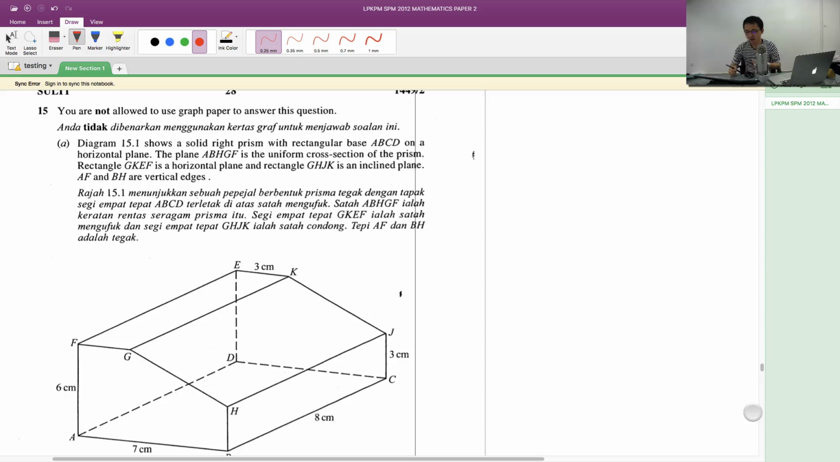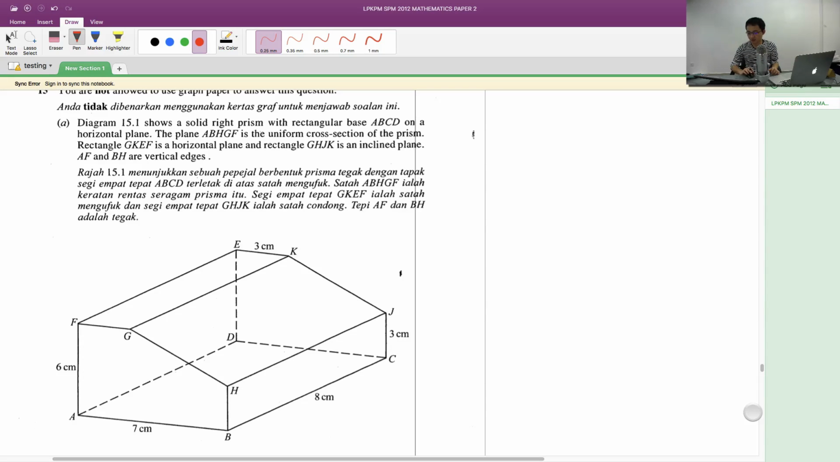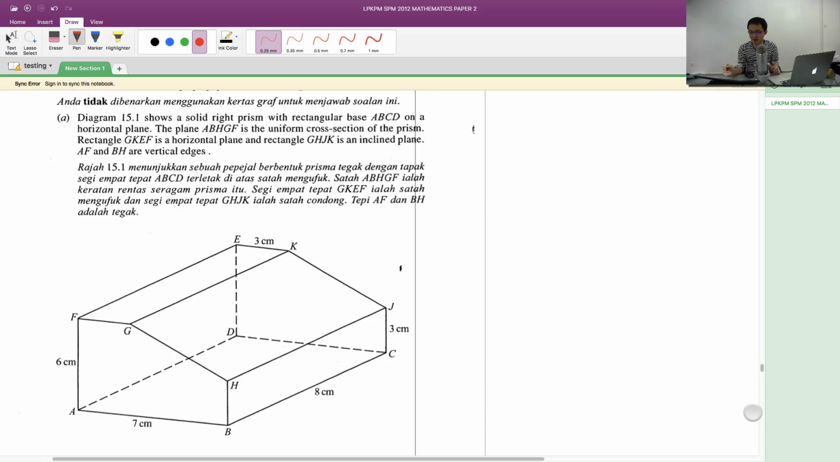Okay, so you are not allowed to use graph paper to draw this one, obviously. This diagram is the right prism. For a prism, you will see they always have two identical areas. This is what I said in the volume part just now. The rectangular base means the base itself is rectangular on the horizontal plane. So the plane ABHGF is a uniform cross section. There's nothing very special about the cross section of a prism.